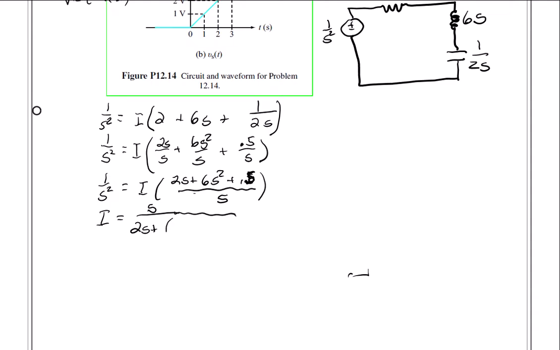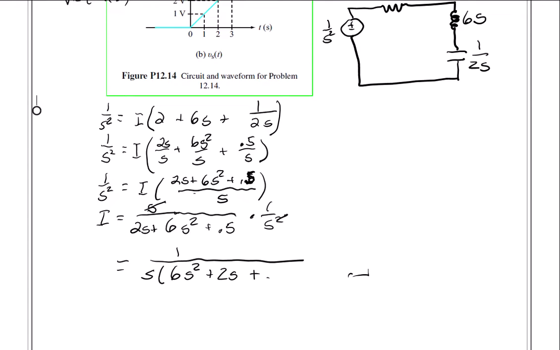So 2S plus 6S squared plus 0.5 times 1 over S squared. So now the S cancels with one of these, and I have 1 over S times, I'll write this in order in terms of degree, 6S squared plus 2S plus 0.5.